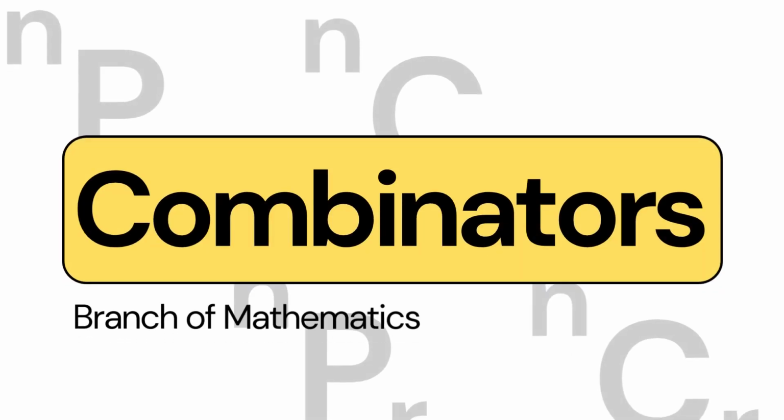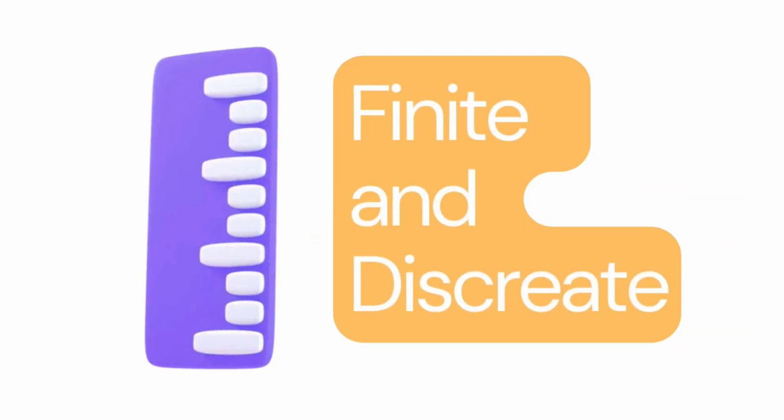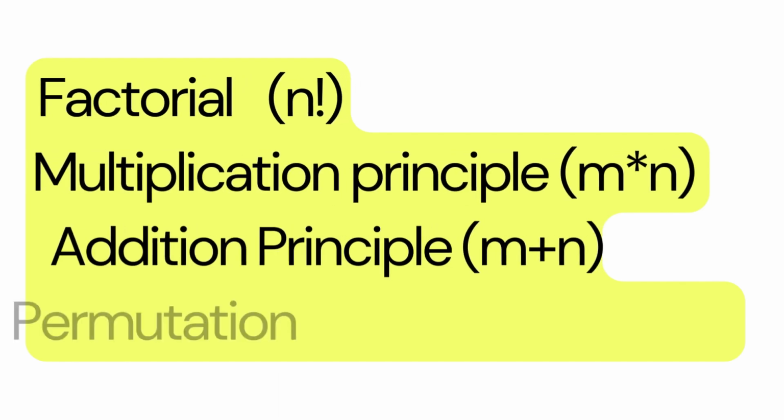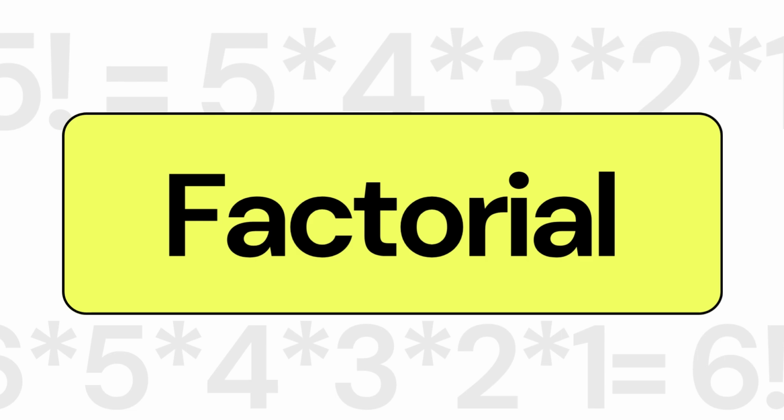Combinatorics is a branch of mathematics that deals with the problems of selection, arrangement, and operation within a finite or discrete system. Under combinatorics, I am going to discuss the factorial, multiplication principle, addition principle, permutation, and combinations. First of all, I will go with the factorial.